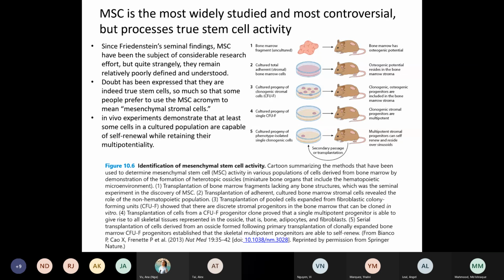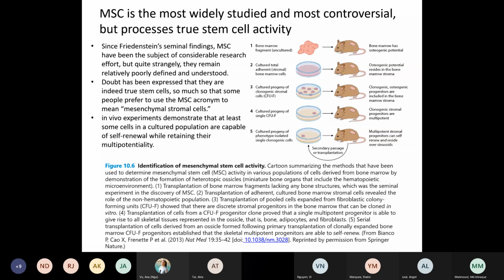You notice that, let me see if you can see my mouse. So the CFU means colony forming unit, but you have an F to follow CFU. It's a colony forming unit fibroblast. So basically, it's a colony forming unit, but it looks like fibroblast.